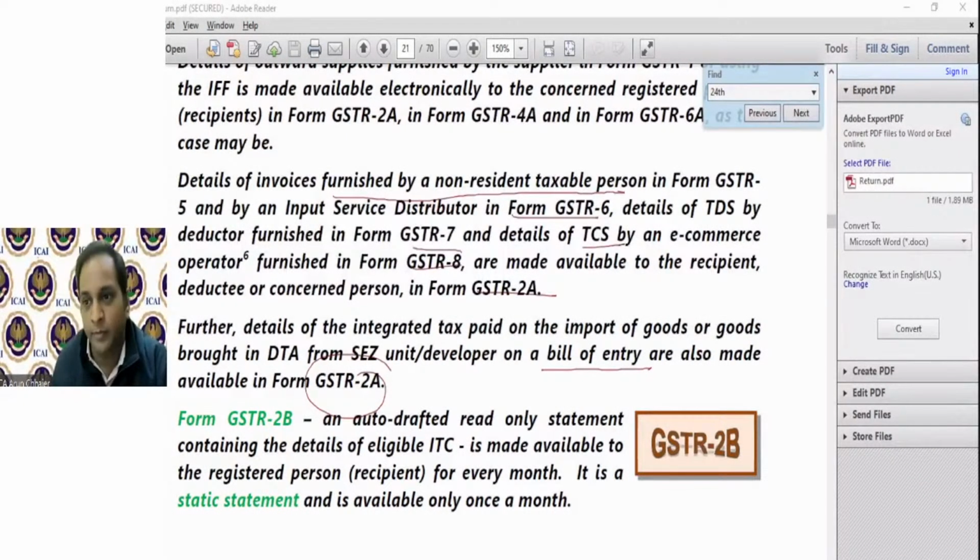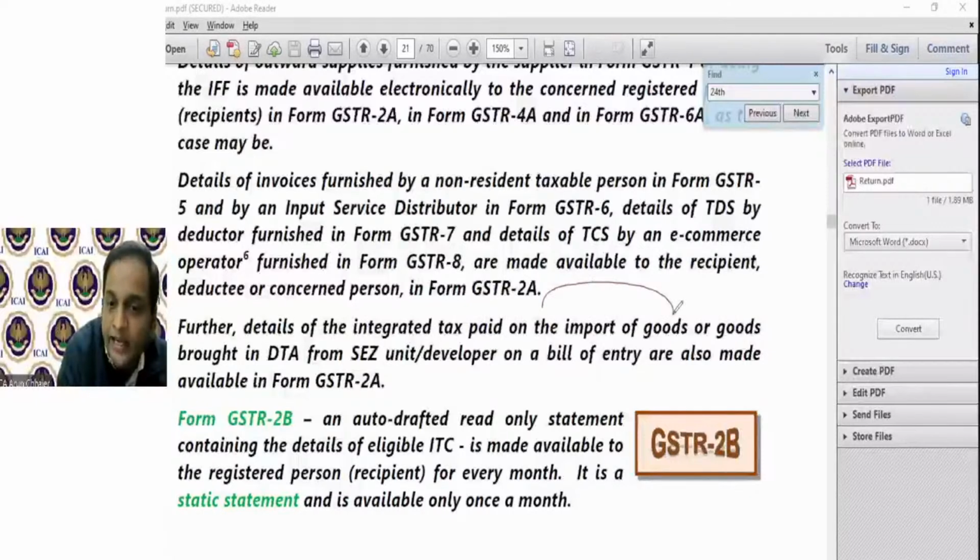आपका point valid है मोहम्मद, but only if you are able to understand 2A, then only you will be able to differentiate with 2B. तो 2A में क्या है? Import of the goods. अगर मैं आउट ऑफ इंडिया से गुड्स इंपोर्ट करता हूं या SEZ से गुड्स परचेस करता हूं, then it will come in the 2A. Now we are moving to the GSTR 2B.